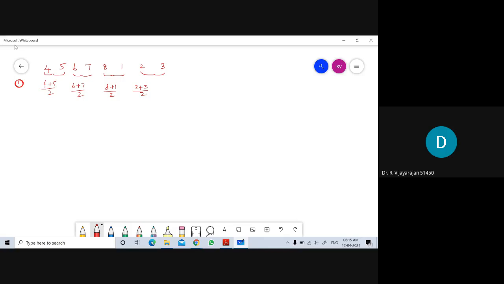Similarly, we need to find the difference. So it is 4 minus 5 by 2, 6 minus 7 by 2, 8 minus 1 by 2, 2 minus 3 by 2. If you simplify this further, it is 9 by 2, 13 by 2, again 9 by 2, 5 by 2. So these four constitute the approximate coefficients.